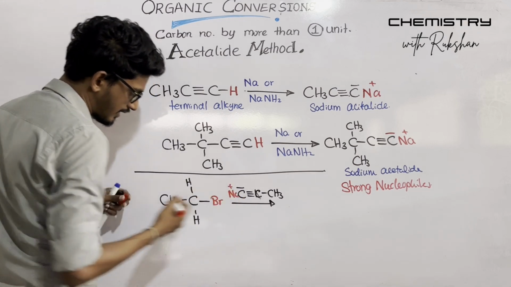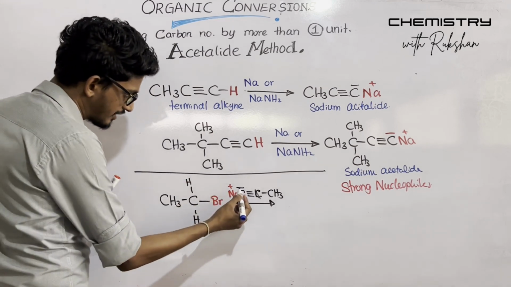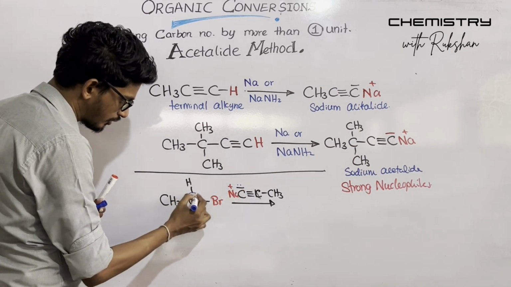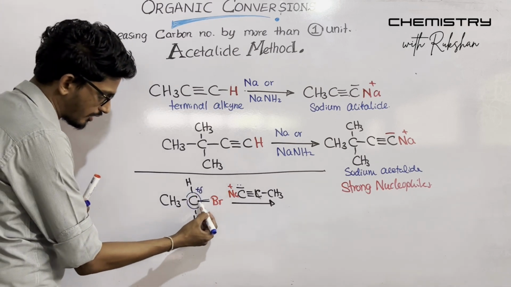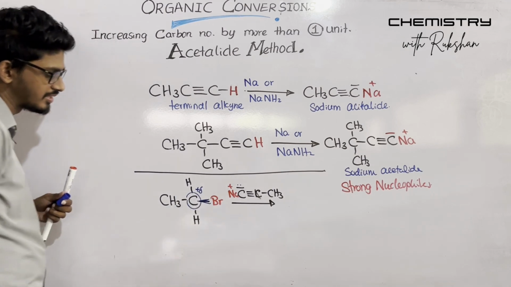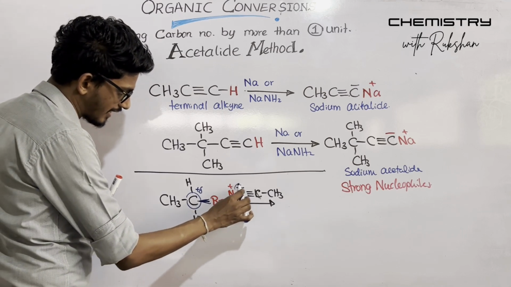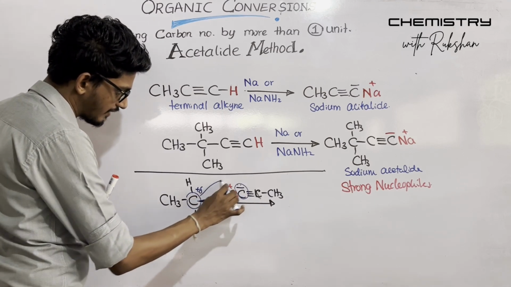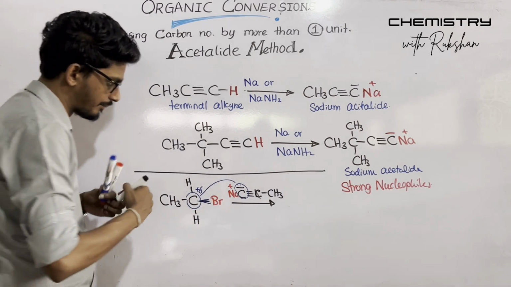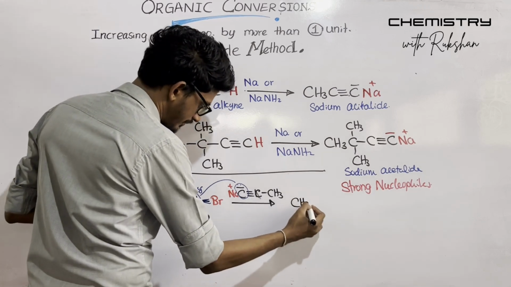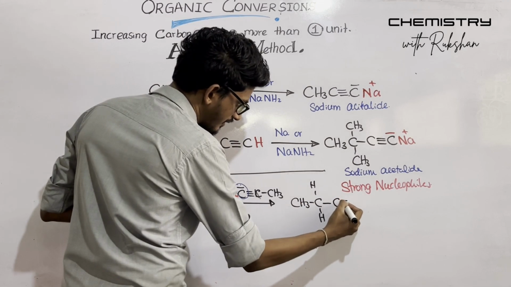What will happen? This NaBr molecule is released, and this negatively charged carbon will attack this positively charged carbon, because of the polarity of this bond, this is positively charged. So this negatively charged carbon will attack and connect with this positively charged carbon, so that will come up with this kind of molecule, in which more than one carbon is added.